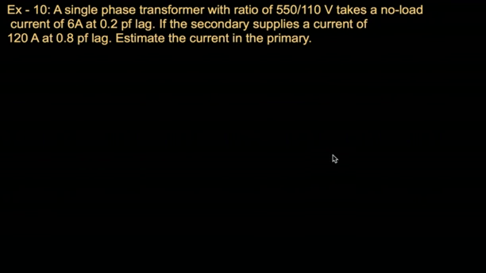Okay, so now we come to example problems. So this is problem time. We had discussed transformer on load and how different power factors and different loading conditions affect the primary current. So we have a problem on screen. You can pause the video, go to the problem, try to attempt to solve it, and then later on you can compare your answer with my answer.